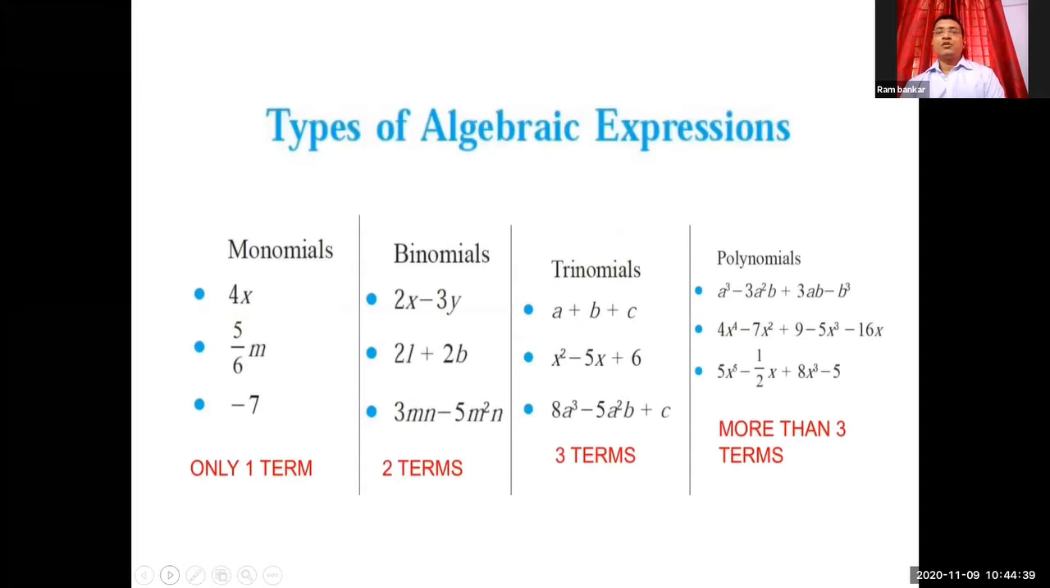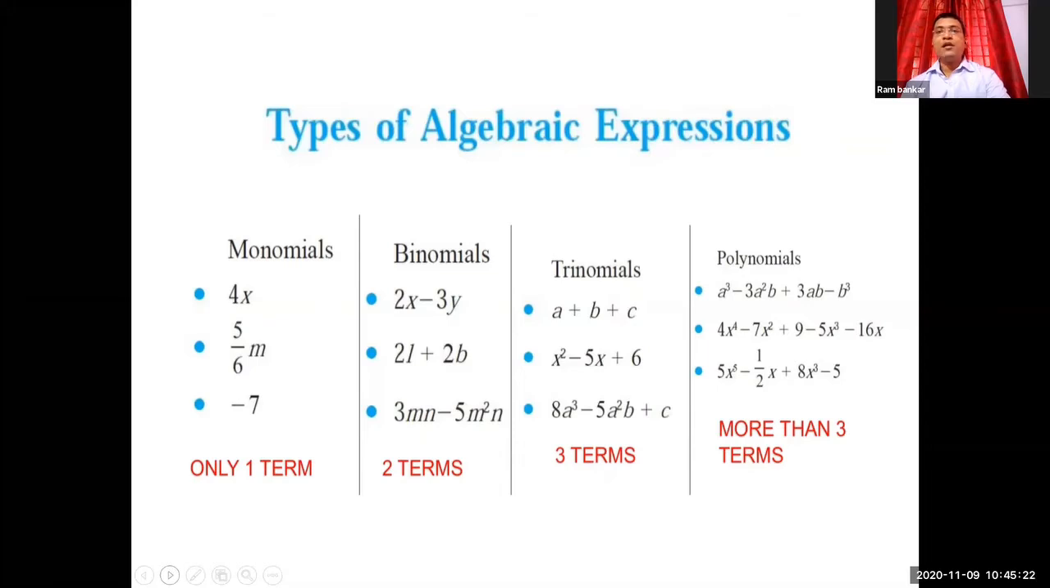Okay, now students, we are going to learn what the types of algebraic expressions are. There are 4 types of algebraic expressions, my dear students. You will see on this slide monomials, binomials, trinomials, and polynomials. In the monomial, you will see at the bottom only one term. Look at the first example of monomial, 4x, second 5xm, and the last one is -7. Only one term is given.